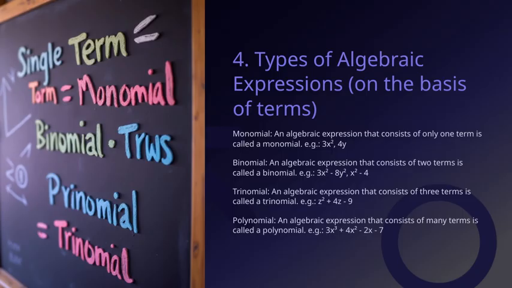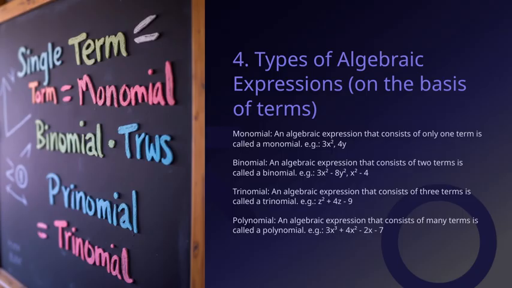Next, we move to binomials. These are expressions with exactly two terms, such as 3x² minus 8y² or x² minus 4. Recognizing binomials is important because they often appear in factorizations and algebraic identities.